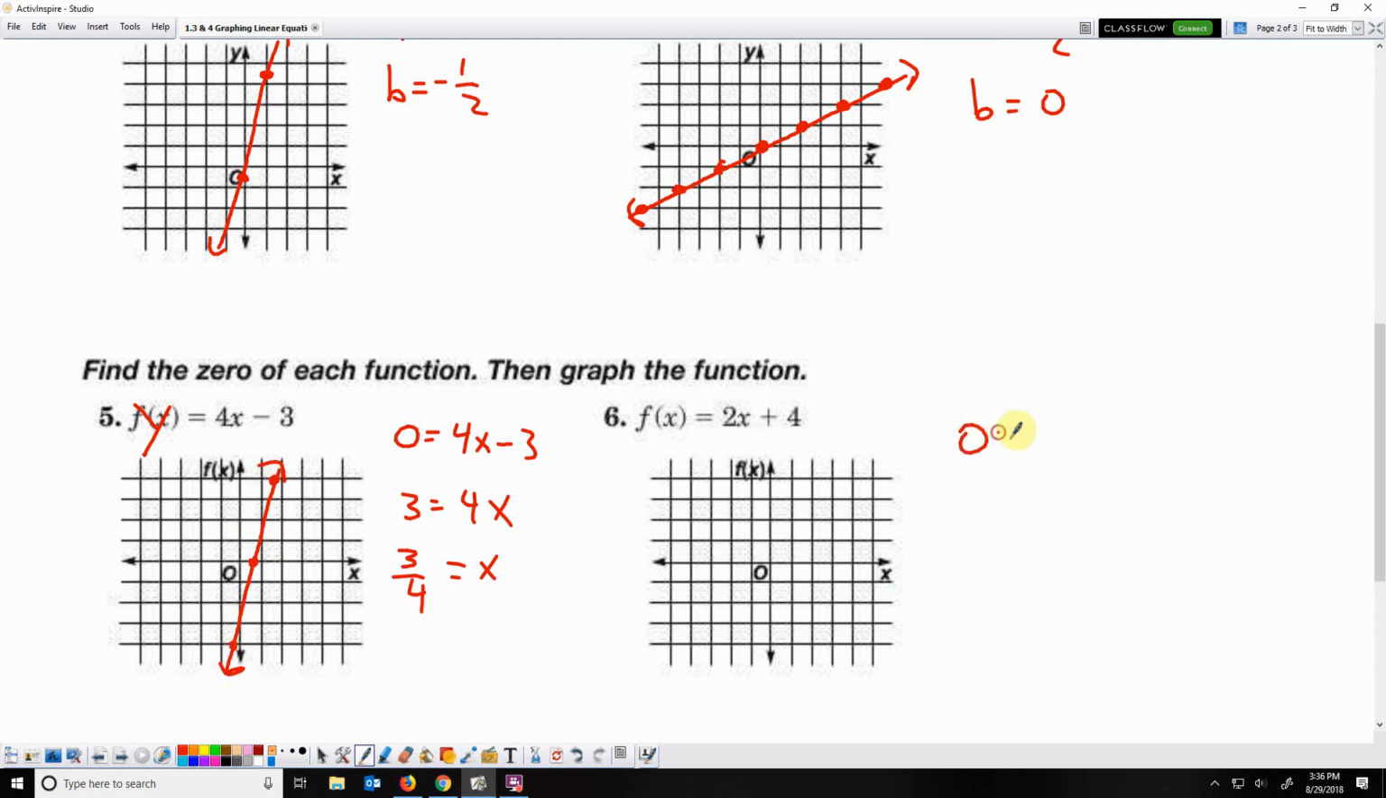So in number 6, 0 equals 2x plus 4. So negative 4 equals 2x. So x is negative 2. So our x-intercept this time is negative 2. And the slope is 2, which is 2 over 1, up 2 and right 1. And down 2 and left 1.